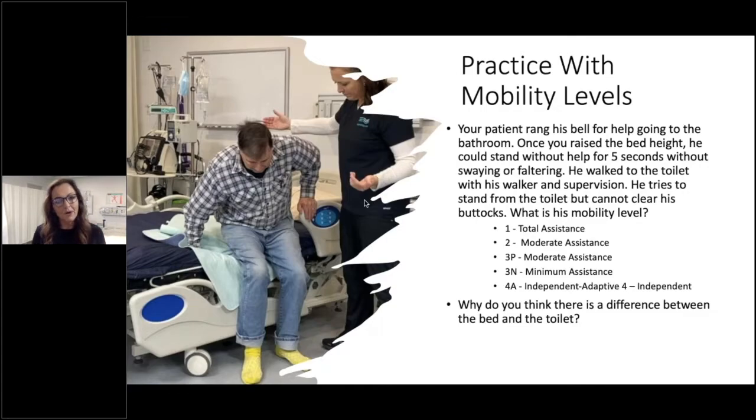So remember, when you do the mobility screen, if you have to raise the height of the bed, you have already used power to partially stand that patient up. So they would be a 3P. They must be able to stand from the lowest height to pass that test. So again, that's why there is a difference between the bed and the toilet.